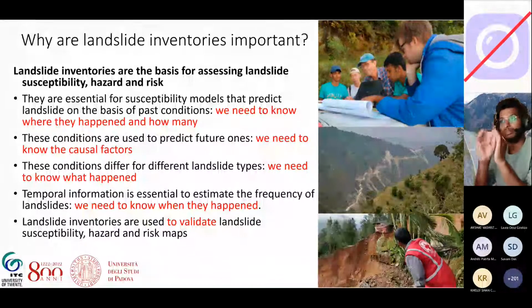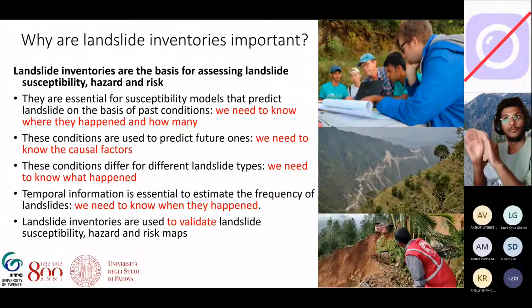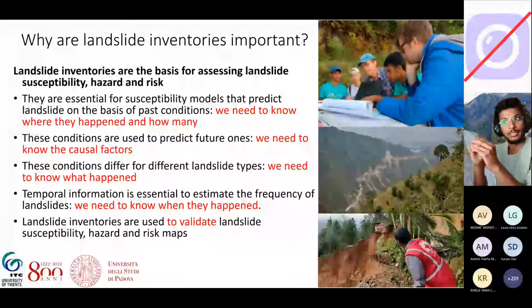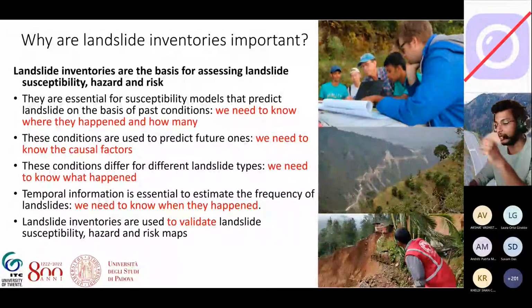Another important point is we need these inventories also to train our machine learning or deep learning models, and also to validate landslide susceptibility, hazard, and risk maps.